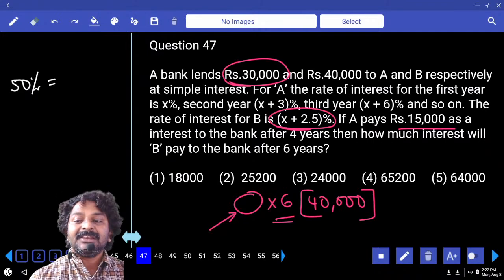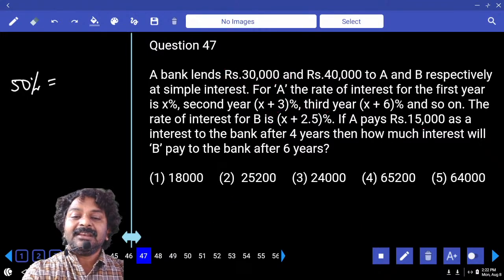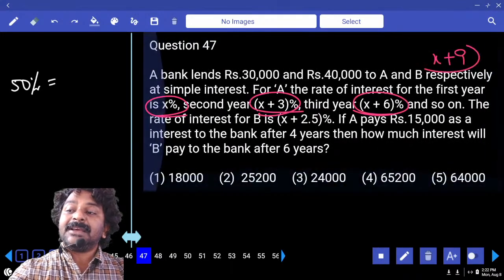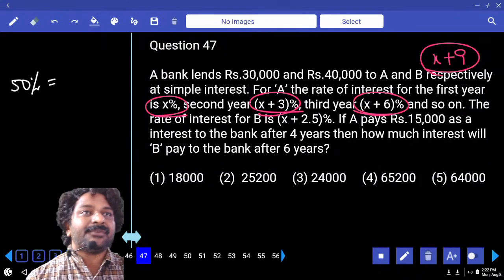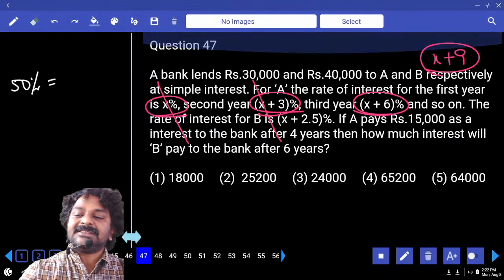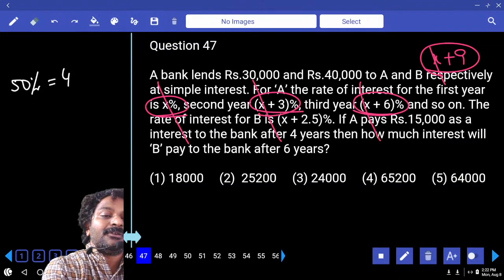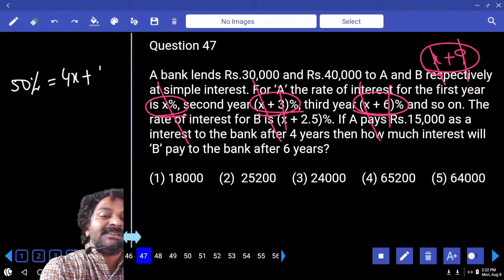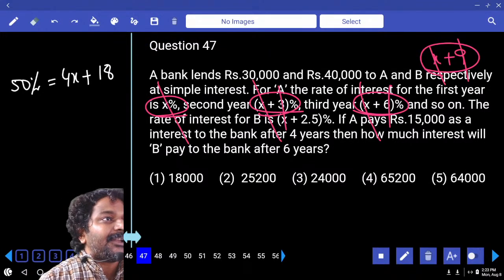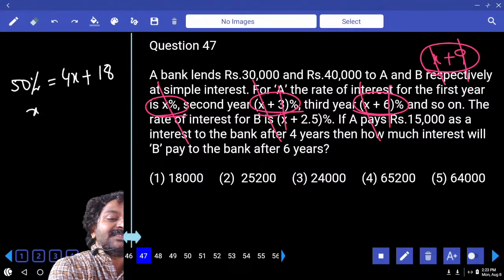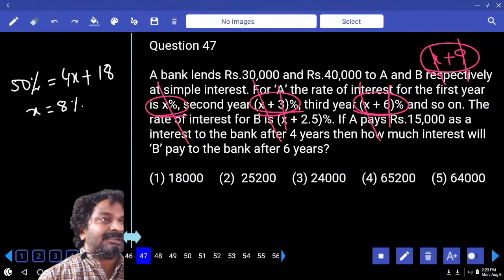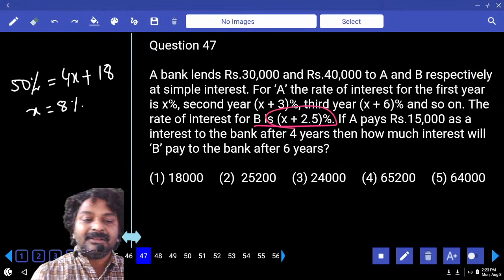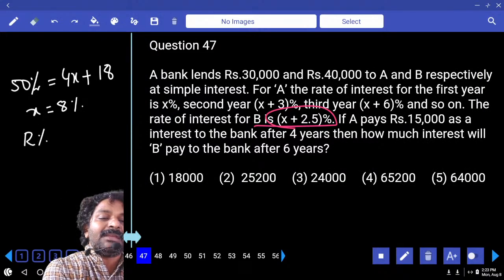So 50 percent is the interest obtained by A in how many years? 4 years. First year X, second year X plus 3, third year X plus 6, and fourth year X plus 9. In terms of percentage for 4 years, it is X, X, X, X, that is 4X plus 3 plus 6 plus 9, that is 18. From this, 4X is equal to 32. X is equal to 8%. And you know that the rate of interest offered for B is X plus 2.5%.